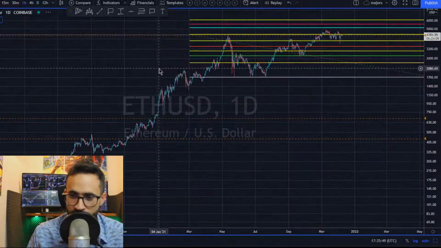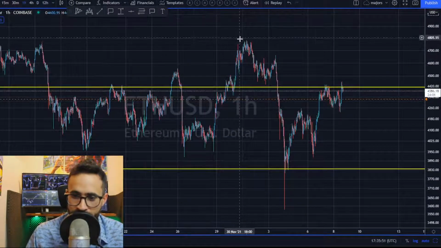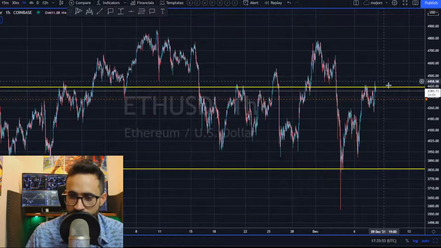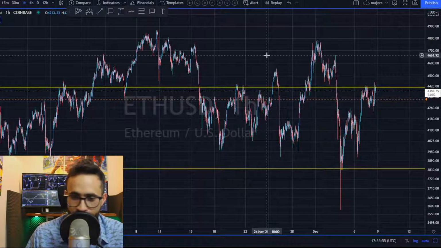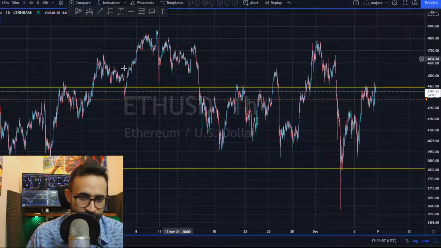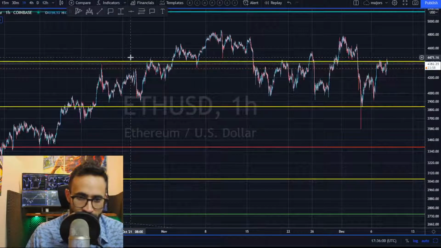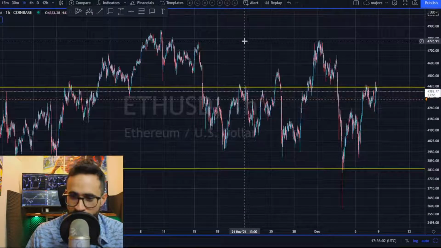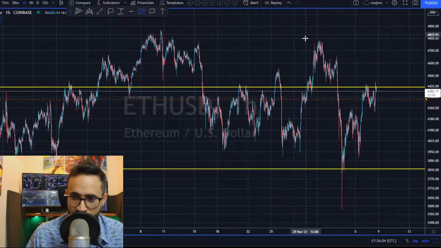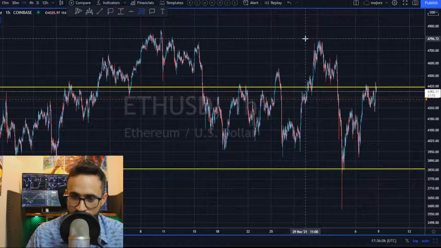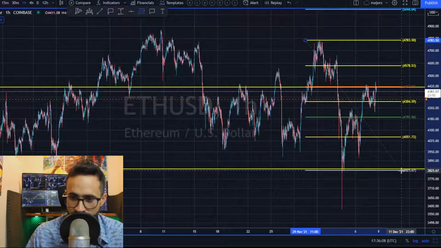Is that a bull flag on Ether, the hourly? Maybe, right? It looks like it. I don't really trust these bull flags, man. That's why I'd want to maybe long that retest, right? Because I think that's going to be very critical. That's why I set that alert, right?